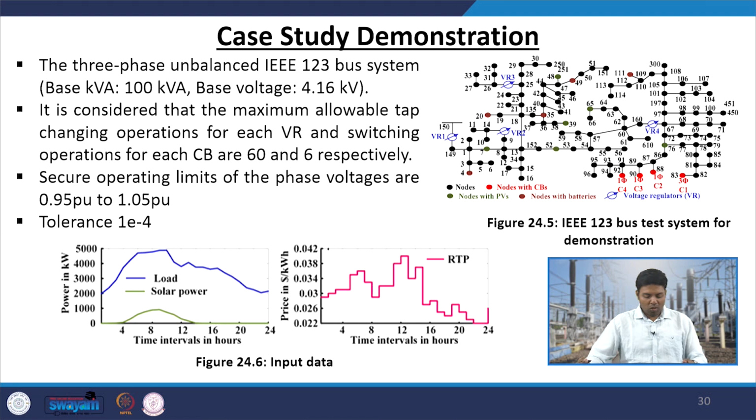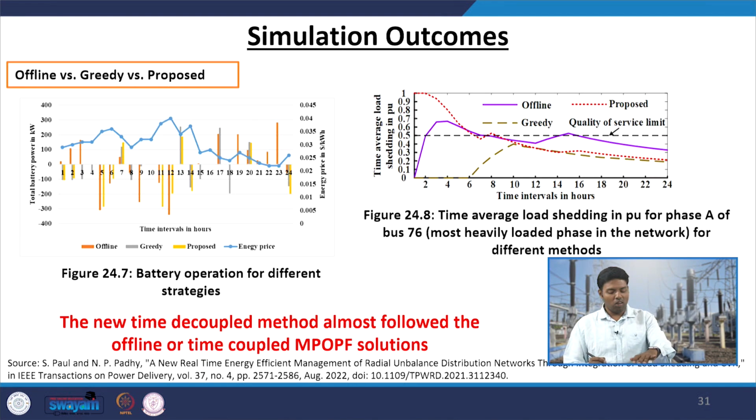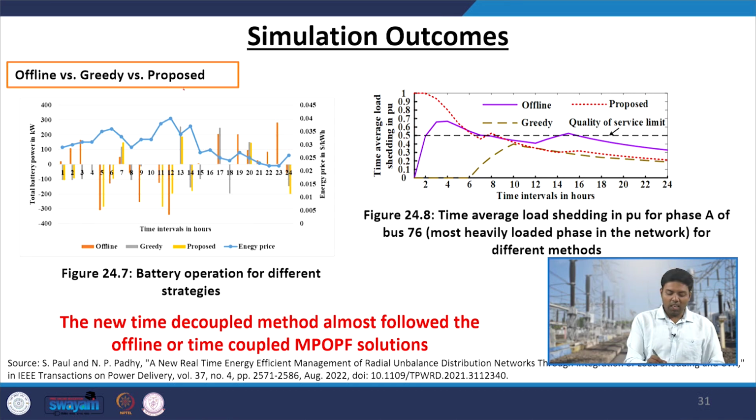So we have done this evaluation on the same IEEE 123 bus distribution network with this input data, and we have restricted the voltage regulator and capacitor bank operation for the total time steps of 60, and we will see whether that is obeyed for the new method or not. So this is the offline, greedy and proposed method simulation comparison.